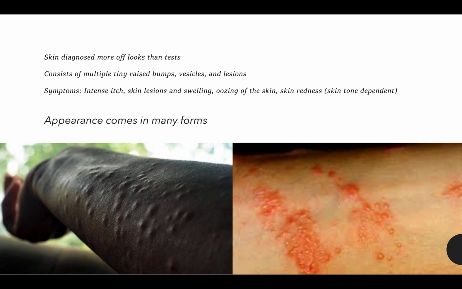Symptoms include an intense itch. As I said before, there are skin lesions, swelling, oozing of the skin, and there can be skin redness. But of course, the skin redness does also depend on skin tone, because as you can see in the picture to your left, his or her skin tone is not lighter, and of course they do not have skin redness.